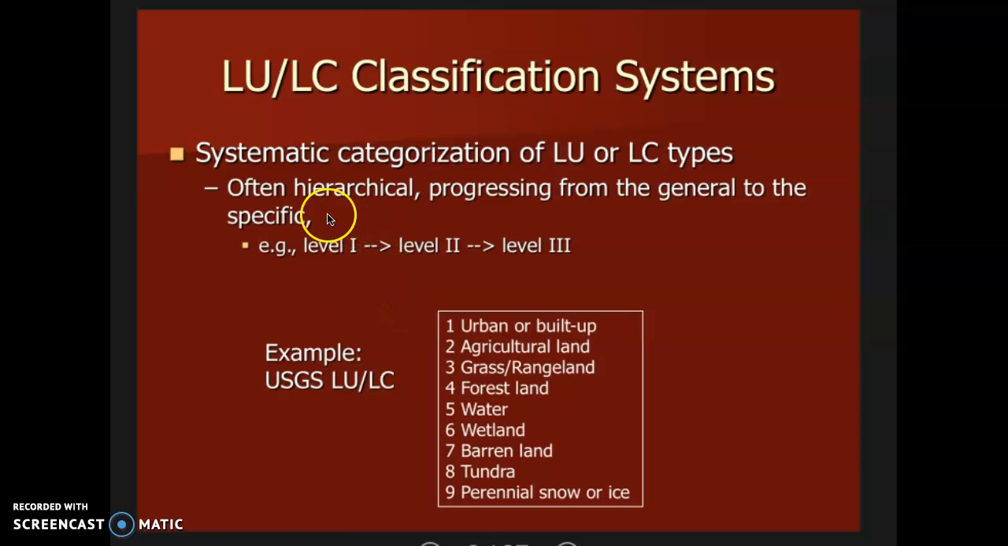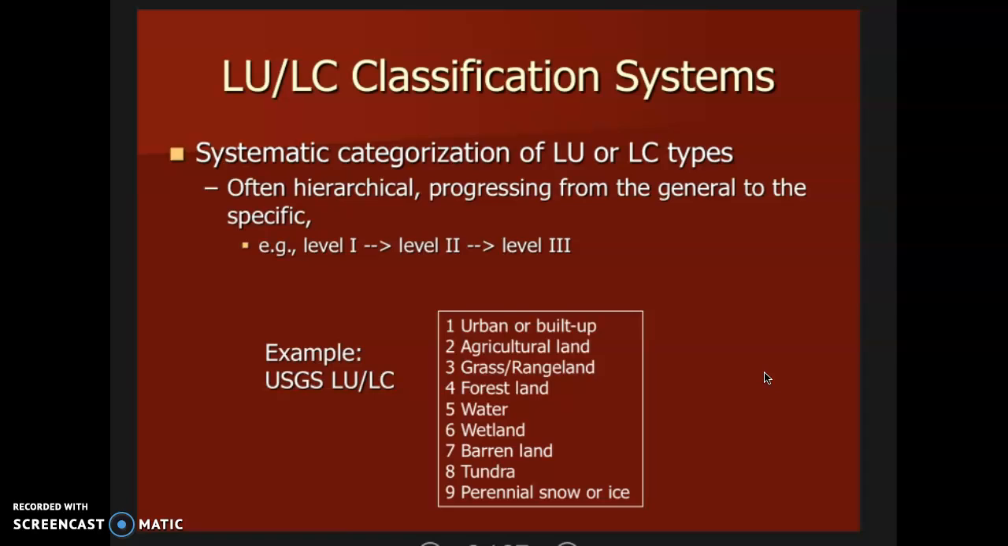And so what happens is you start out with the most general, with level 1, and then within each level 1 category, like urban or built up, you'll break it down into level 2, getting more specific, and then each level 2 category gets broken up into a level 3. The USGS classification system actually only has level 1 and level 2. It is up to individual states or cities to develop their own level 3 categories because it gets a little too specific to different regions of the country.